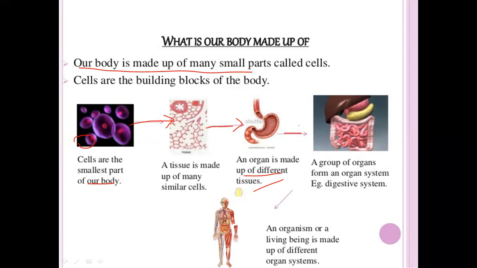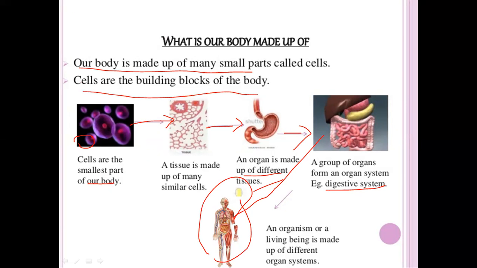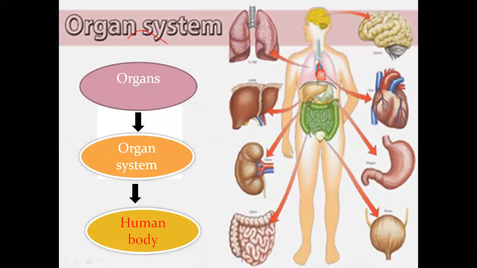A group of organs together form the organ system. For example, digestive system. So a group of organ systems together form the organism or the living being. So an organism or a living being is made up of different organ systems. That's why the cells are called the building blocks of our body. So organs together form the organ systems, and organ systems together form the human body.